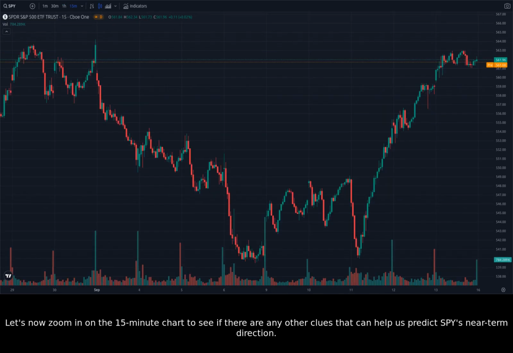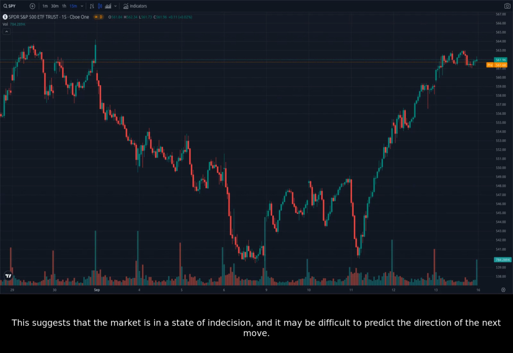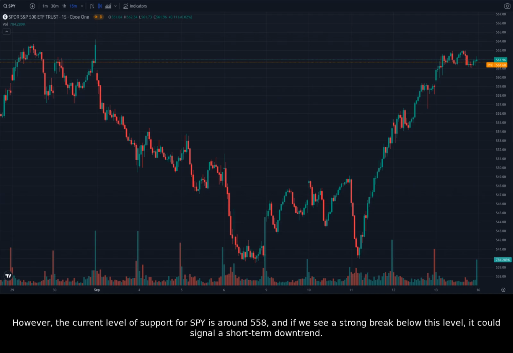Let's now zoom in on the 15-minute chart to see if there are any other clues that can help us predict SPY's near-term direction. Here, we can see that SPY has been trading within a relatively narrow range in the recent session, with prices bouncing between 559 and 561. This suggests that the market is in a state of indecision, and it may be difficult to predict the direction of the next move. However, the current level of support for SPY is around 558, and if we see a strong break below this level, it could signal a short-term downtrend.